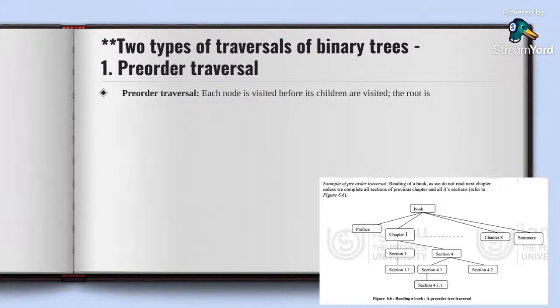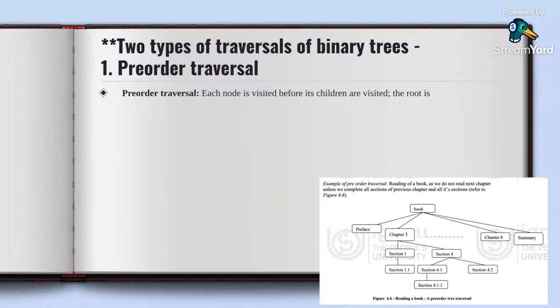Okay. Two types of traversal of binary trees. Pre-order traversal: each node is visited before its children are visited. Okay, this is what you wrote, right, Kritika? And you can explain this part also, correct or not? This is from the book, so I think it's right. But I'm not fully sure. I can't explain it. That's fine.